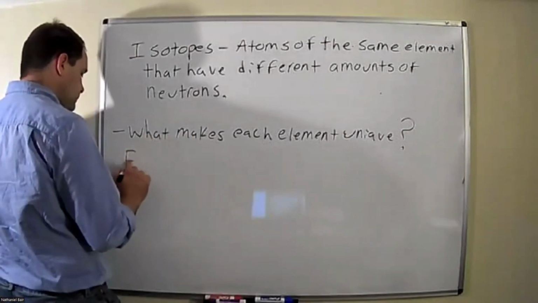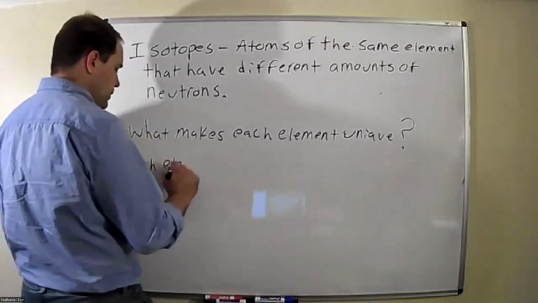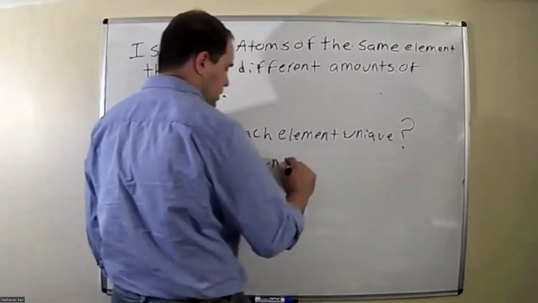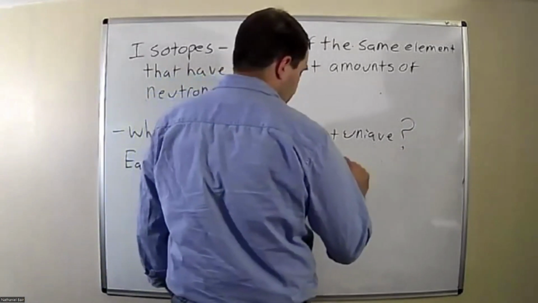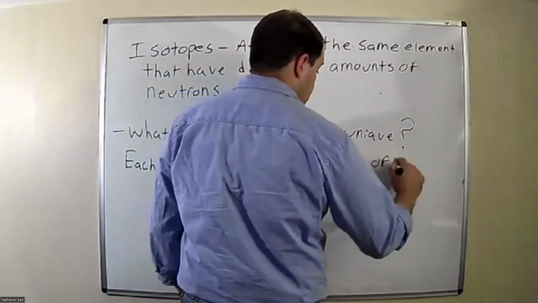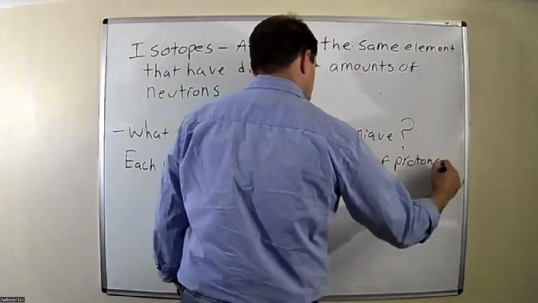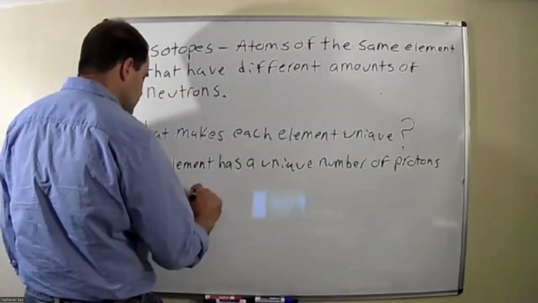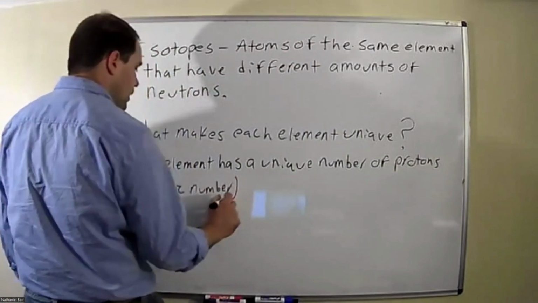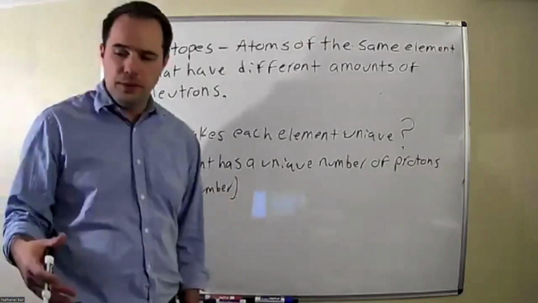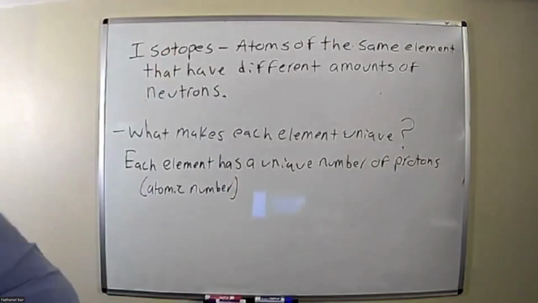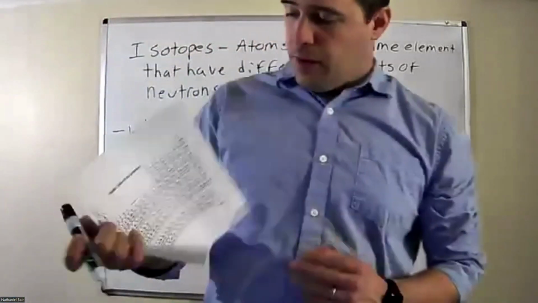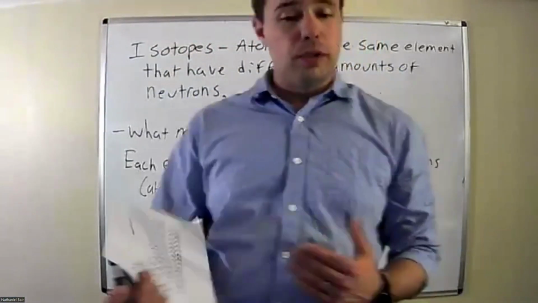So each element has a unique number of protons, and that is called the atomic number. So if you have a periodic table out in front of you, on the periodic table that I gave you, I got one on the floor here. The atomic numbers are in the upper left-hand corner for each element.